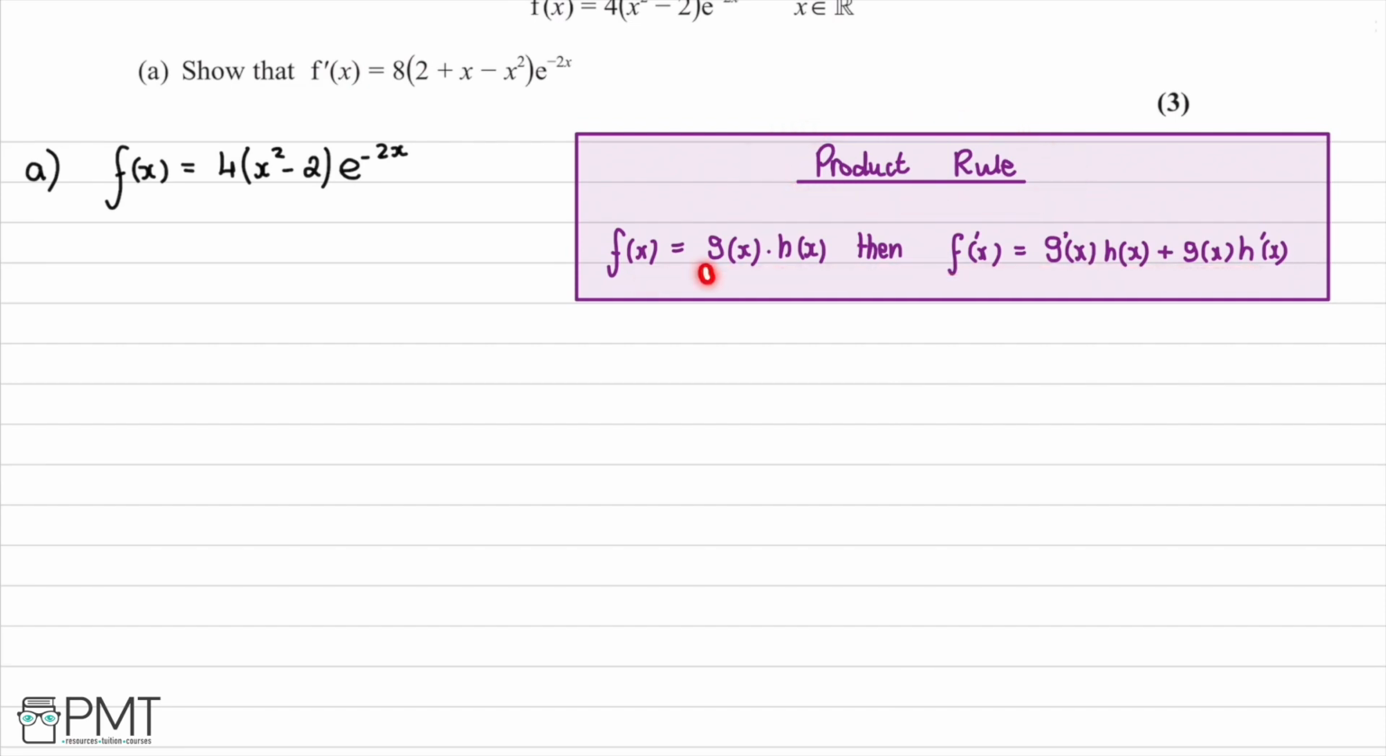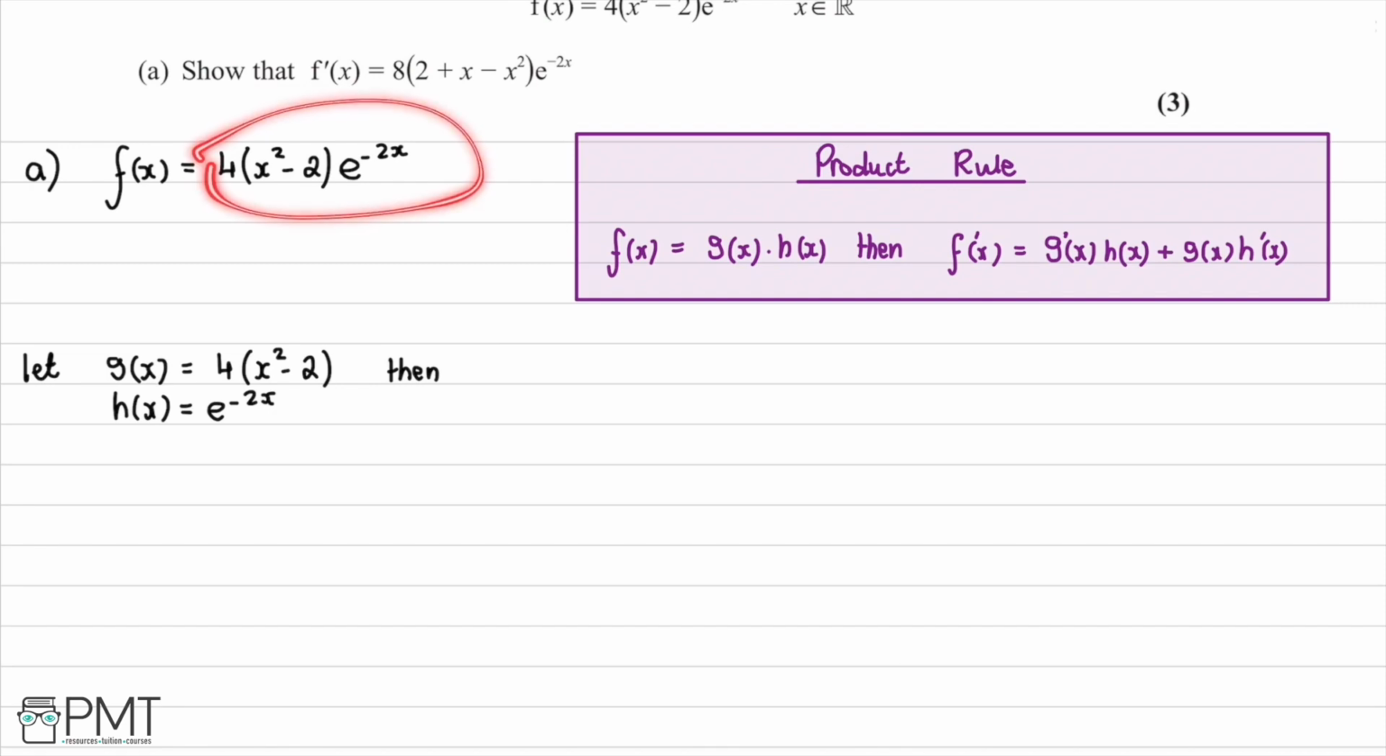If we have one function g of x and one function h of x, then the derivative of the overall function f of x is going to equal the derivative of g multiplied by h of x, plus g of x multiplied by the derivative of h. So for us, we can now name our functions g and h to make things slightly easier. Let g of x be equal to 4 lots of x squared minus 2, and let h of x be equal to e to the negative 2x. Now we face some differentiation which looks slightly easier than tackling this as a whole.